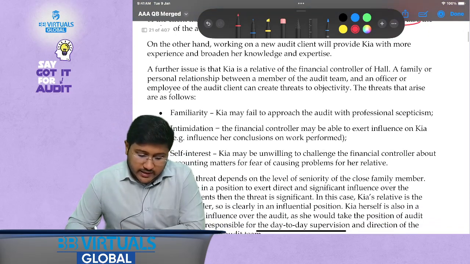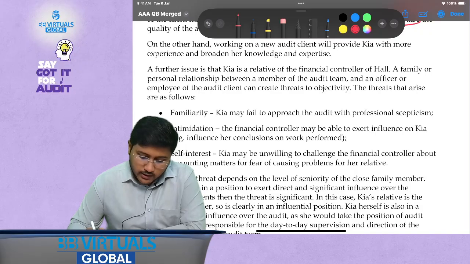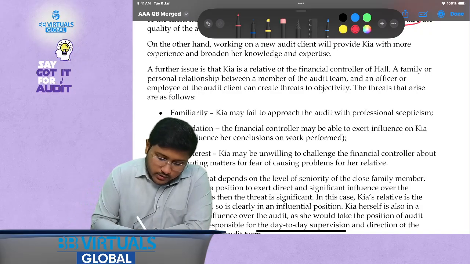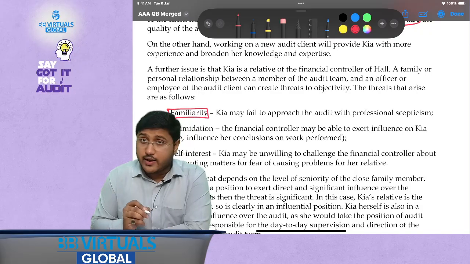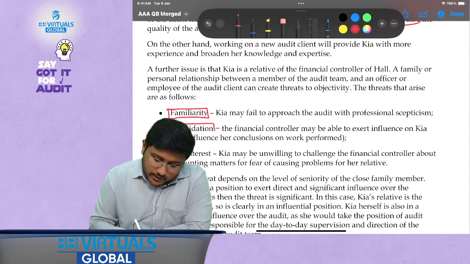A further issue is that Kia is a relative of the finance controller of Hall. A family or personal relationship between a member of the audit team and an officer or employee of the audit client can create threats to objectivity. The threats that arise are as follows. Number one is familiarity, that we have noted down. Again, intimidation could also be there, self-interest could also be there.